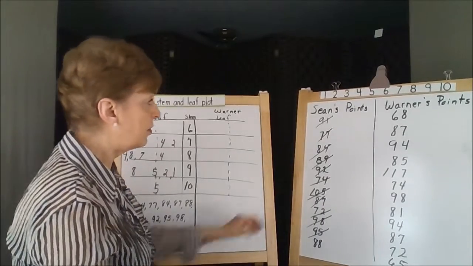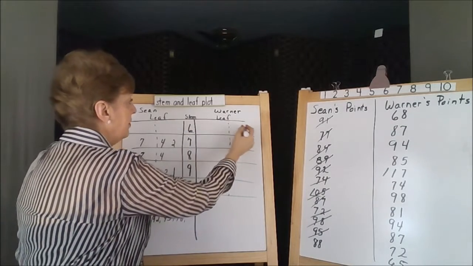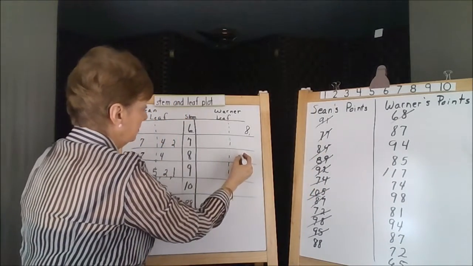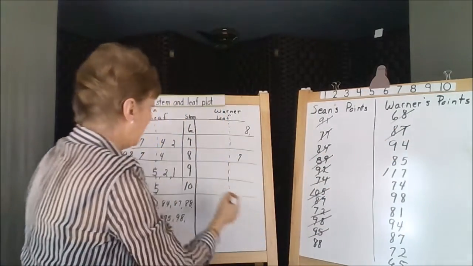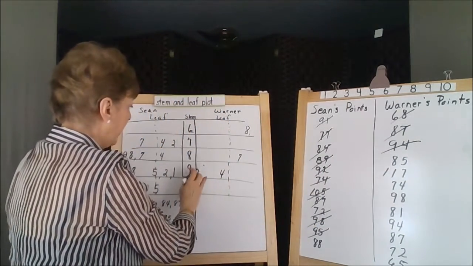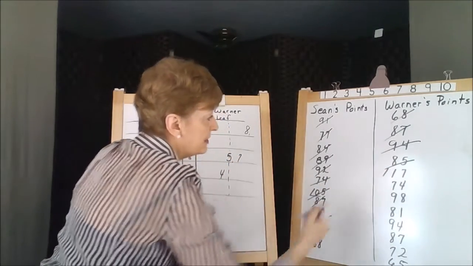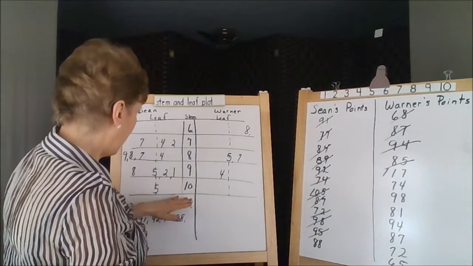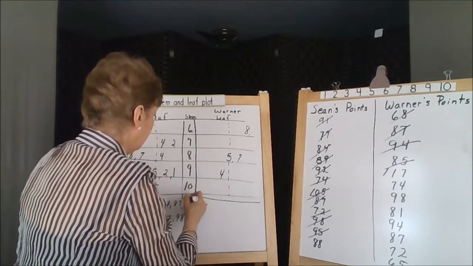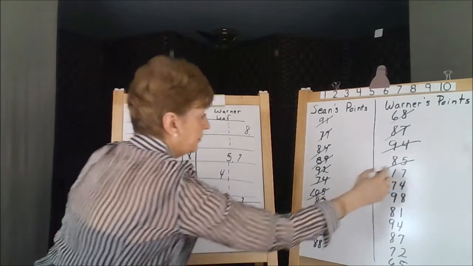Let's tackle Warner's part. We've got a 68. So I'm going back to my stem here. 68 would be about here. 87. 94. 85. Pretty much right on my dotted line. 117. Oh, I needed an 11 here. I'll have to sneak this down. I needed an 11 stem. See it? And that would go to 7 here.